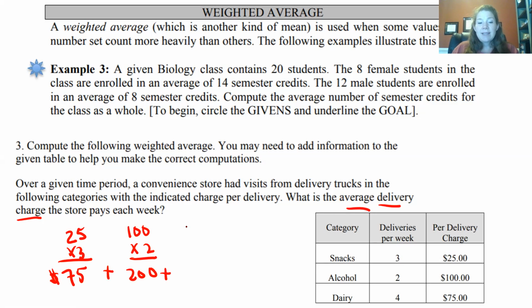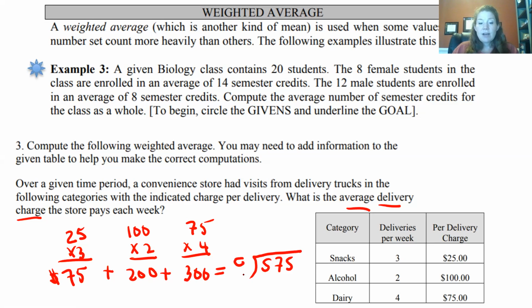I know you do. And then $75 times 4 deliveries, which would be what? That would be $300 for dairy. So how much money is that in all? So that's $575 divided by how many deliveries? Well, how many deliveries did we have? 3 plus 2 is 5 plus 4 is 9. We had 9 deliveries.